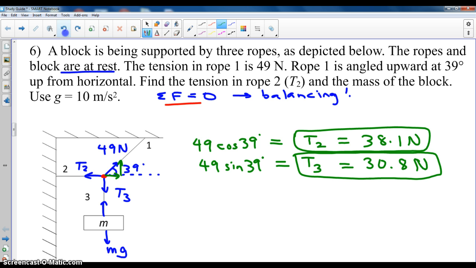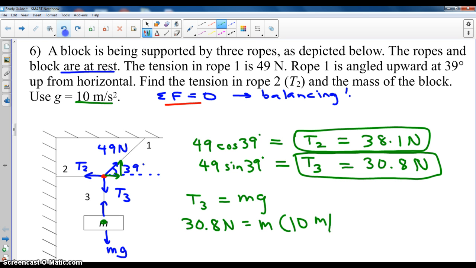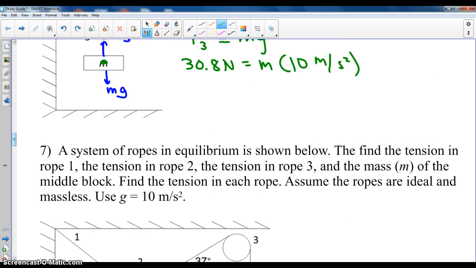Alright then, we look at our block right here. The up forces, which are T3, balance the down forces, mg. T3 is 30.8. M is our unknown. G, we are using 10. We divide both sides by 10, and you get mass is 3.08 kilograms.